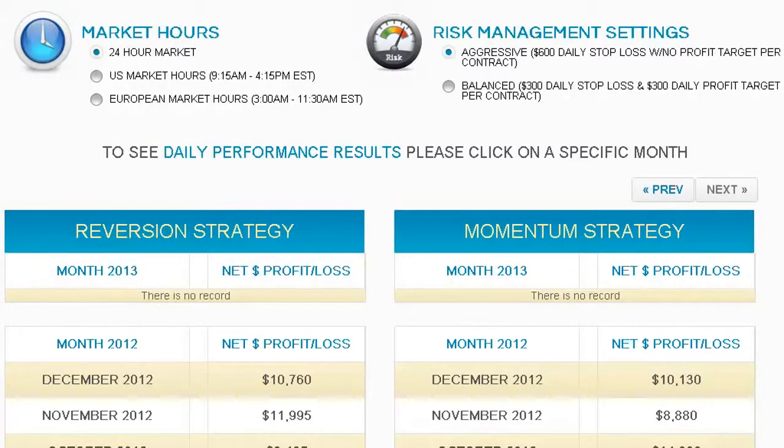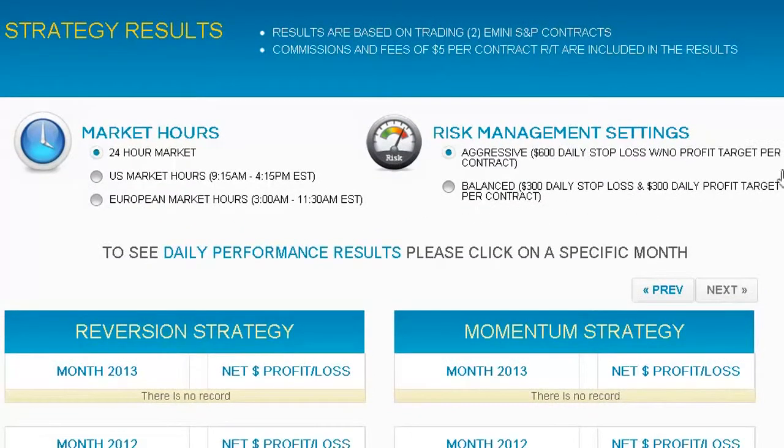To explain what kind of stops we're using on the momentum strategies, I want to go into my strategy result page, and we're going to be discussing the risk management settings. Again, if you watch my reversion strategy, you would understand this section is identical. But if you have not, please pay attention.